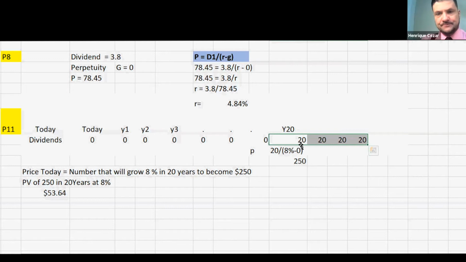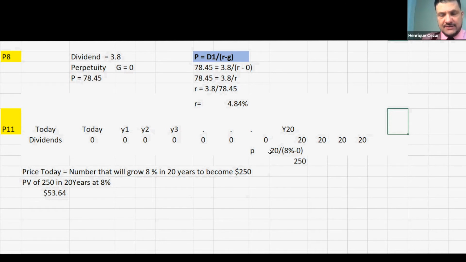So look at what we did. The formula is dividend divided by return minus growth rate. It's a constant dividend, so the growth rate is zero, right? Therefore, the formula is dividend divided by required return minus 0.